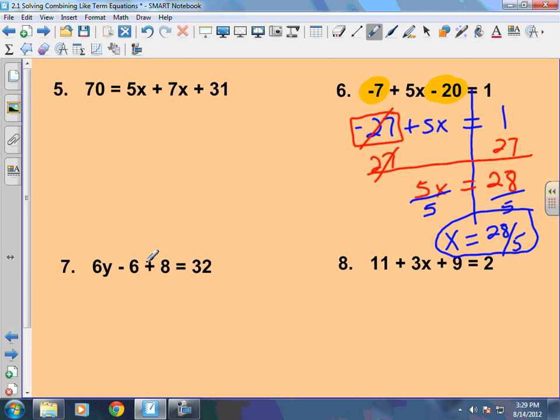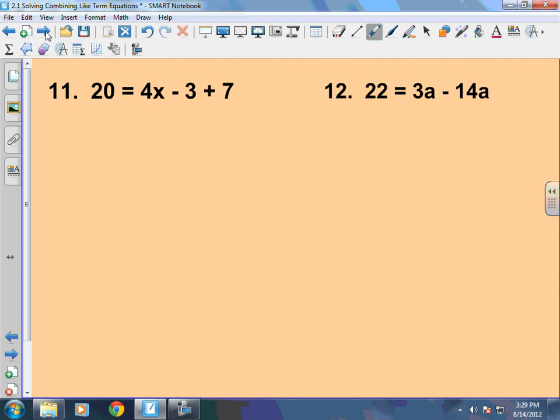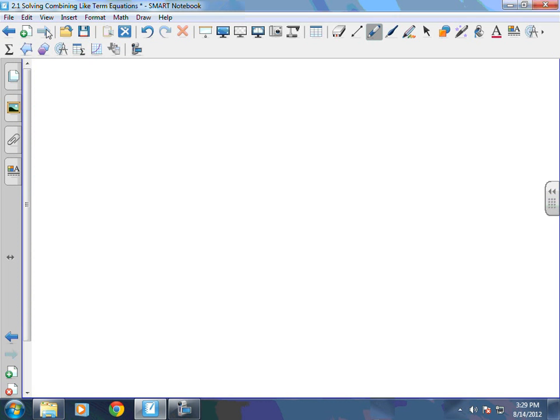Okay, number 7 and number 8 are the same thing. Number 9 and number 10 are the same. Number 11 and even number 12 are the same that we've been doing.